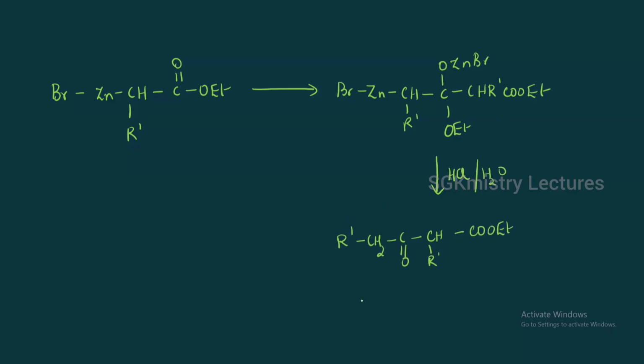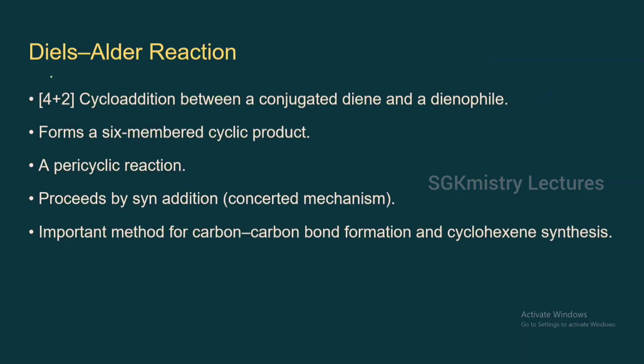COOEt. See here, this is the alpha, this is the beta. So you are going to get beta keto ester. Along with that, you are also going to get ethanol and 2 moles of ZnBrCl, right? So let me balance the equation. So here also you are going to take 2 moles of the product that is obtained in the first step, right? So next, coming on to the Diels-Alder reaction.